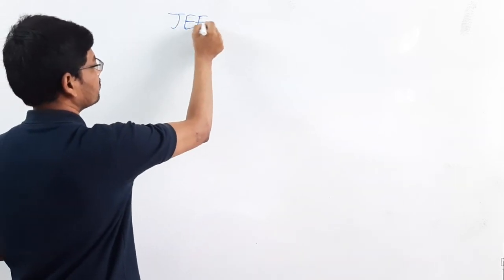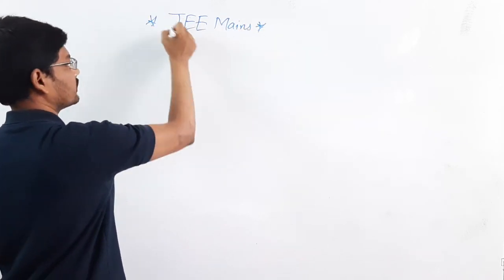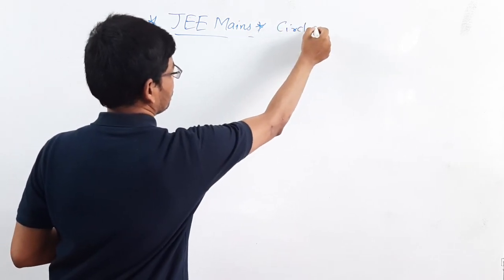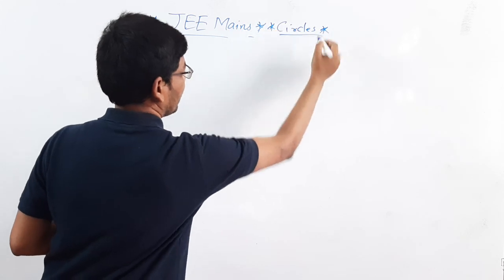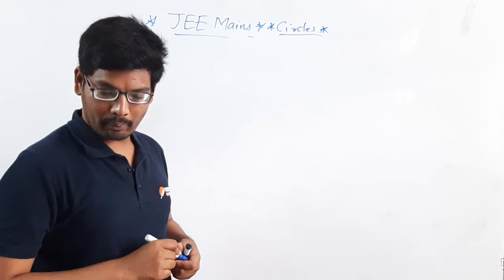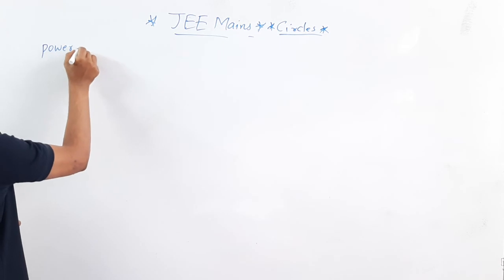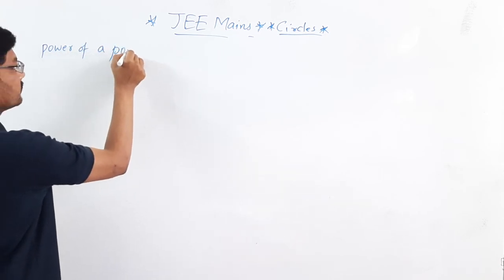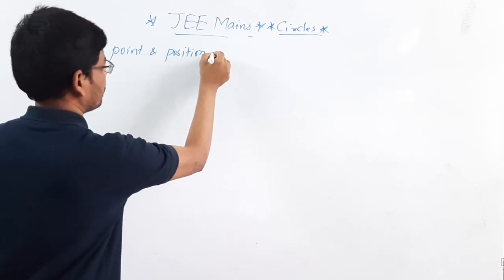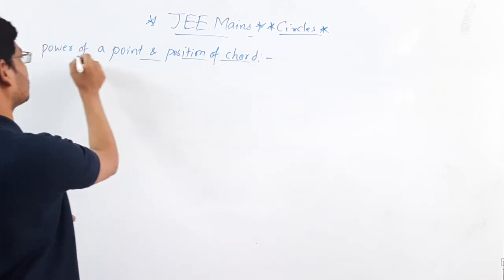Now we are continuing the session of JEE Mains circles chapter. Circles. Here the topic name is power of a point and position of a chord. From this topic we have to solve a question here.